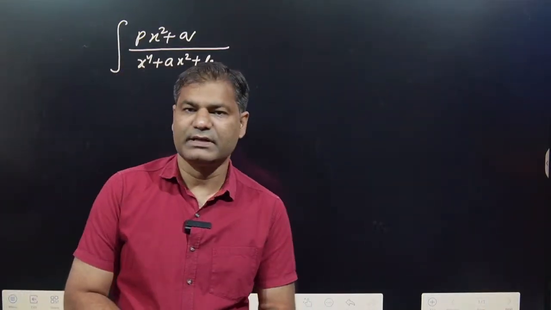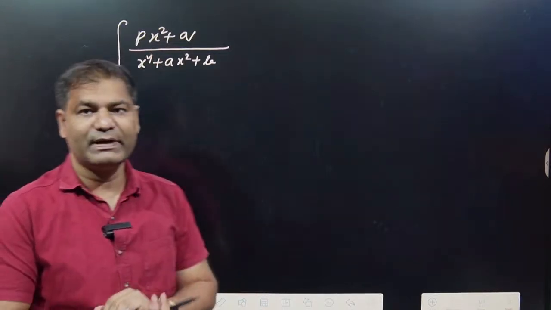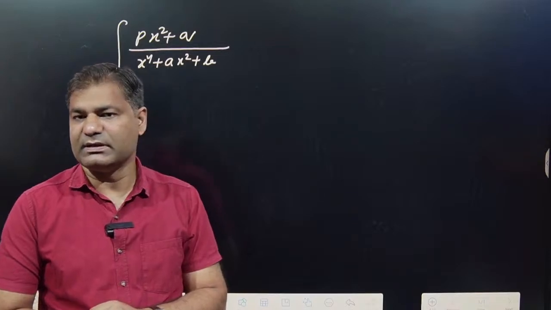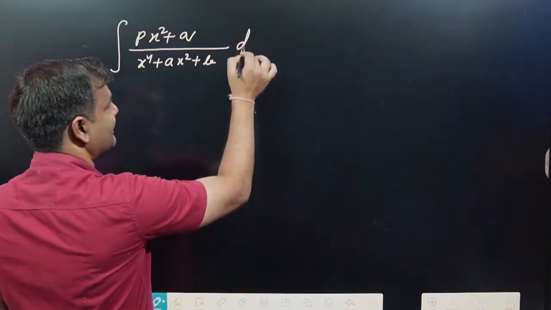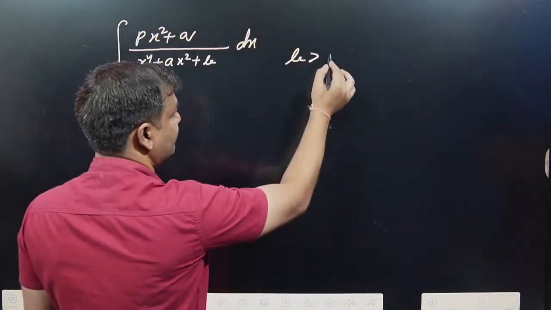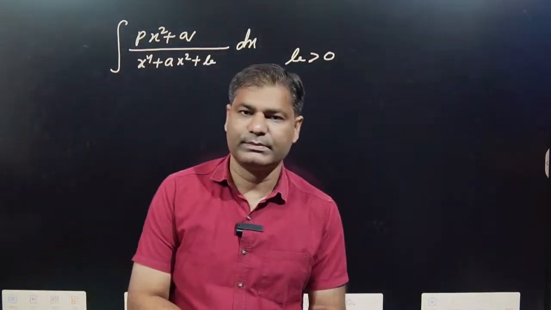Now today I will discuss how to solve this type of problem. Integration of (px² + q) divided by (x⁴ + ax² + b) dx, where b is greater than 0, basically. Okay, so how can we solve this type of problem?